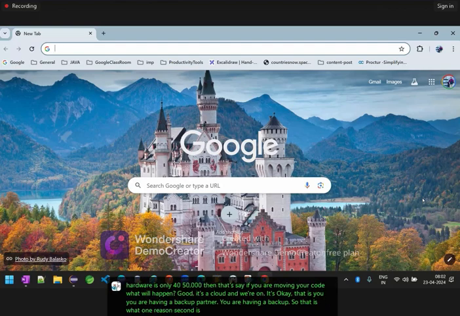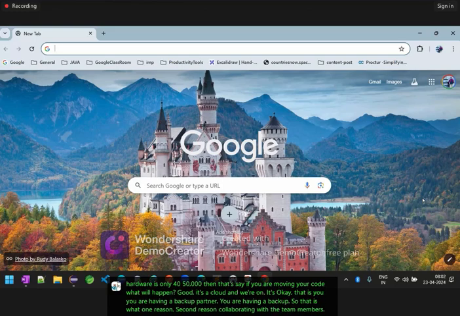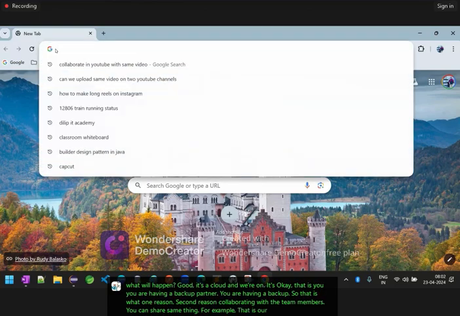Second reason, collaborating with the team members. You can share the same thing. Third reason is you can access it from anywhere. If you give your computer to me also, I can connect to GitHub. My code is there. I will show it to you. This is what I implemented. So you can access it from anywhere. So these are all the advantages of GitHub.